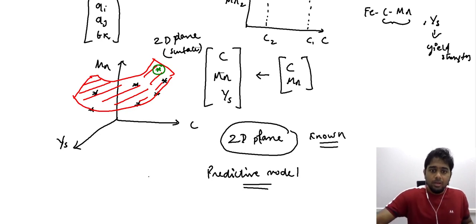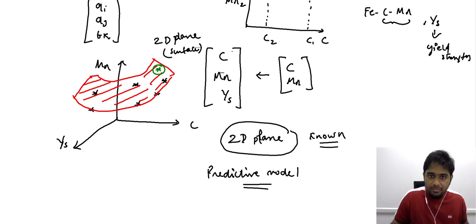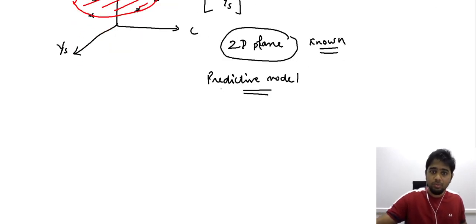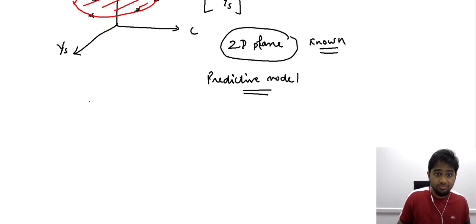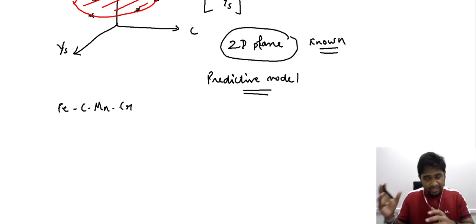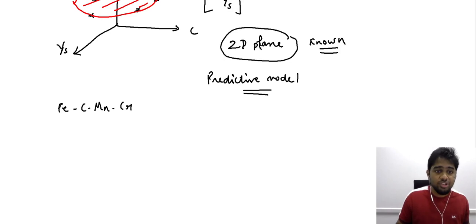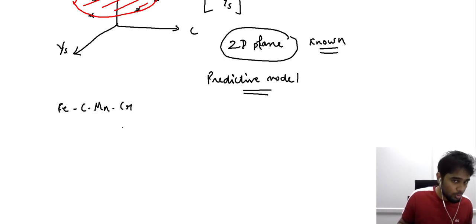Now, so far what we have considered is a simplistic case of a ternary system, and we have augmented a yield strength to it. Now if you consider an even more complex case wherein instead of a ternary system, what you have is a quaternary system wherein you have iron, carbon, manganese and chromium. So you are getting close to the typical stainless steel concentration. In addition to manganese, you also have chromium.